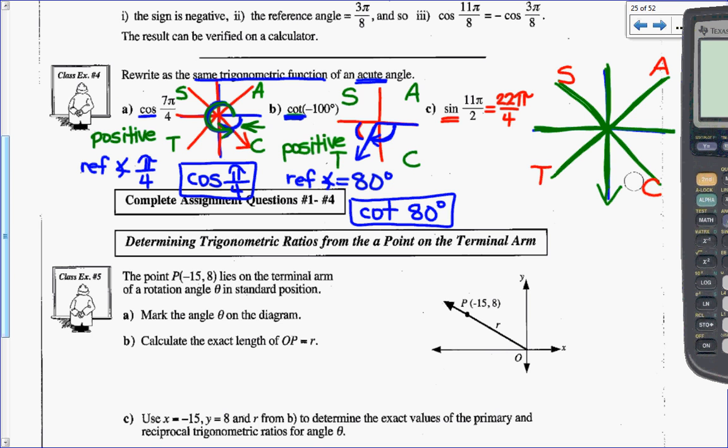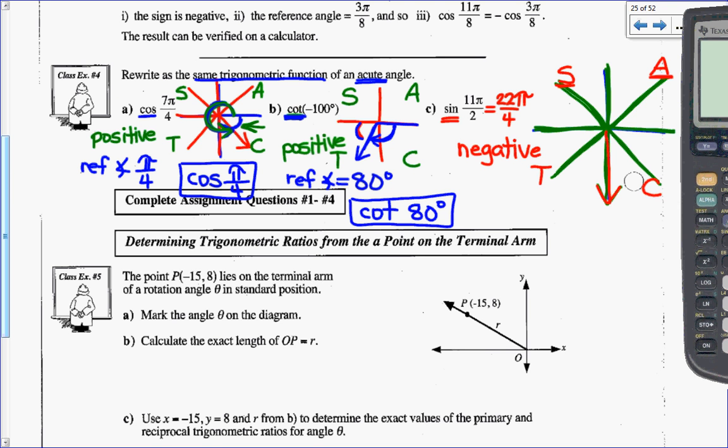Well, would sine be positive or negative right here? Well, I know that sine is positive here, and all the trig functions are positive here. So sine is positive in quadrant 1 and 2. So in quadrant 3 and 4, either one of those, sine would be negative. So if it's right smack dab in the middle, it's still going to be negative, because anywhere in these bottom quadrants, sine is negative. Okay?